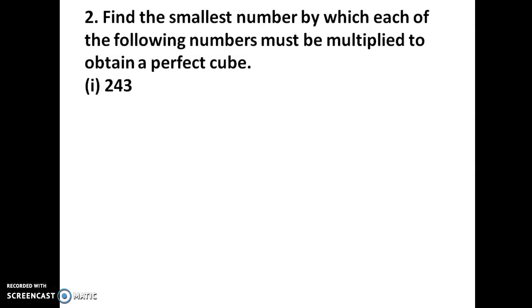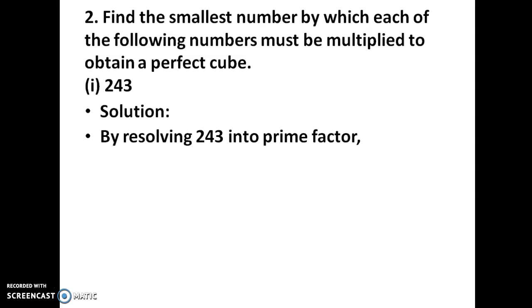The next problem: find the smallest number by which each of the following numbers must be multiplied to obtain a perfect cube. Here also they didn't say these are perfect cubes; actually these are not perfect cubes. So we have to factorize and find out which number is to be multiplied with this number to make it a perfect cube. First factorize it.